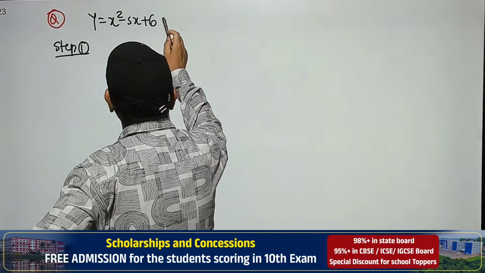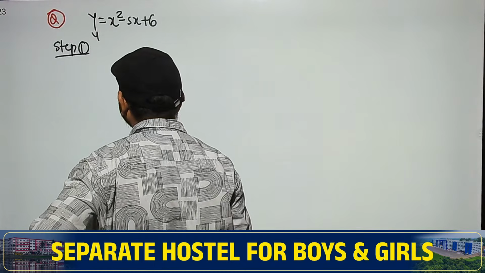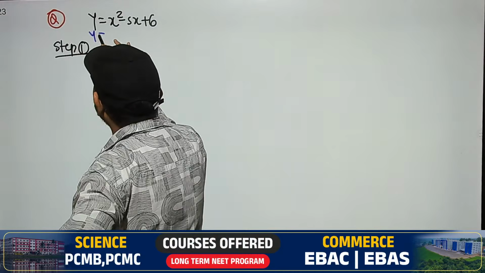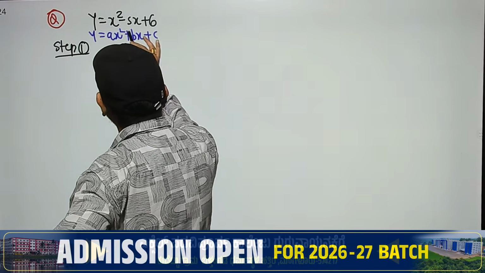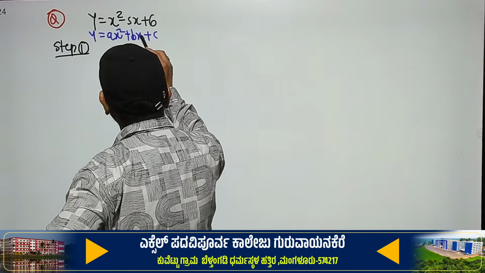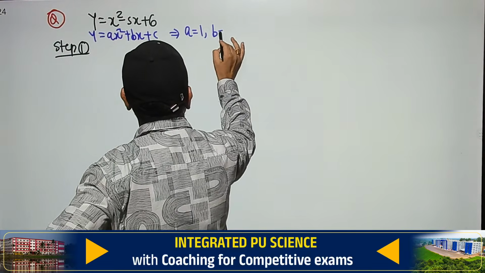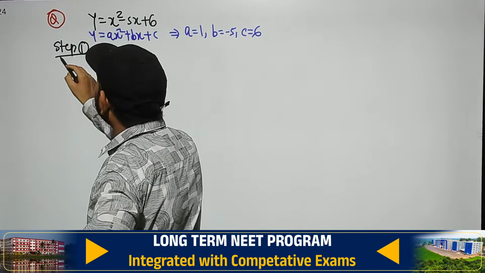If I compare from this now, then what happened? Y is equal to x square plus bx plus c. So I know, in our comparison, a is equal to 1, b is equal to minus 5, and c is equal to 6. So first step is what?